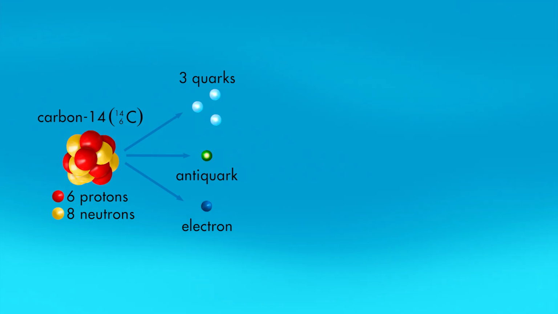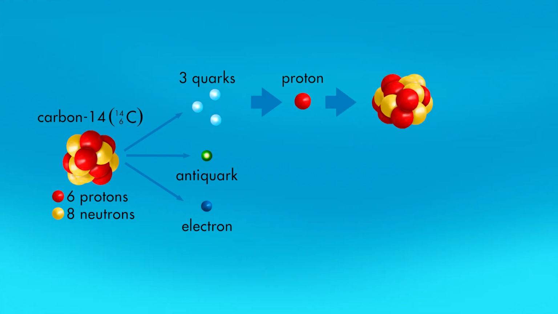antiquark, and an electron. The 3 quarks recombine to form a proton, which is attracted back to the nucleus of the isotope. Since the isotope has lost a neutron and gained a proton, its nucleus now contains 7 protons and 7 neutrons. It has become the isotope nitrogen-14.